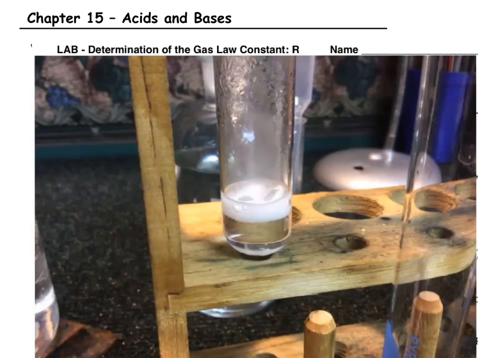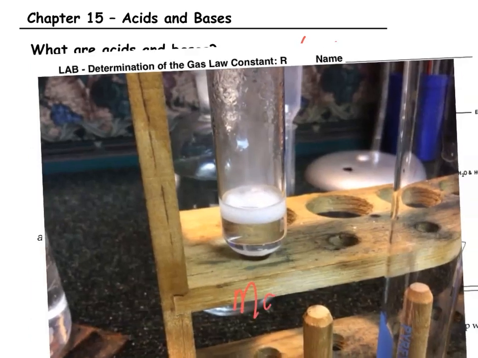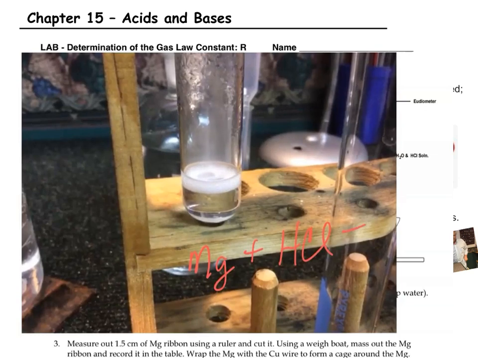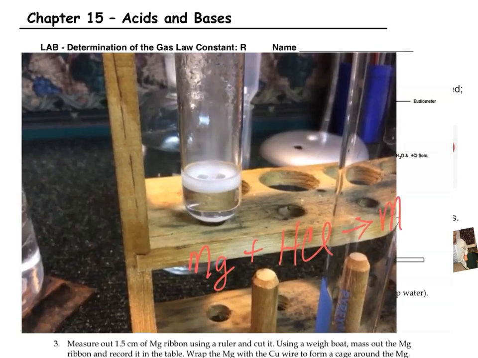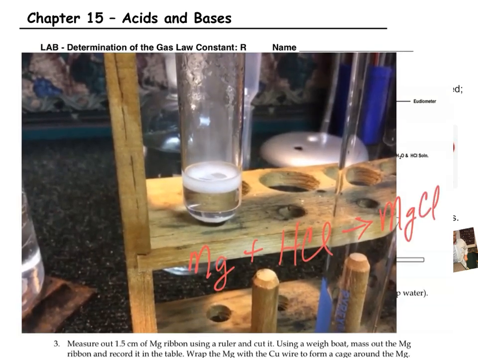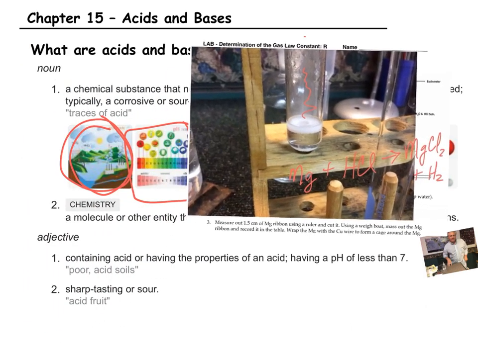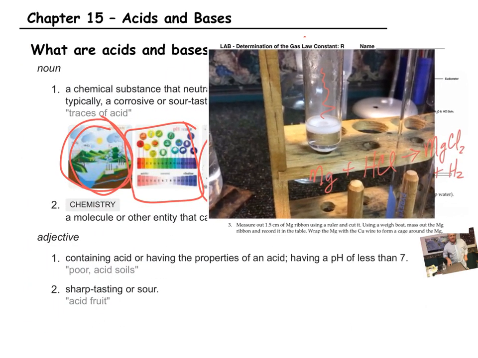All right, again, it's going to be magnesium plus hydrochloric acid, and that's going to give us magnesium chloride. That's going to stay aqueous, and hydrogen gas, which are these bubbles that just go right up out of the test tube here. There you go. That was the reaction that we did in that lab called determination of R, the ideal gas constant. Now the formula for hydrochloric acid is HCl.